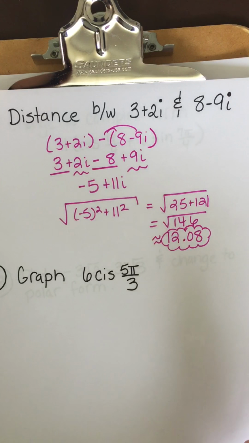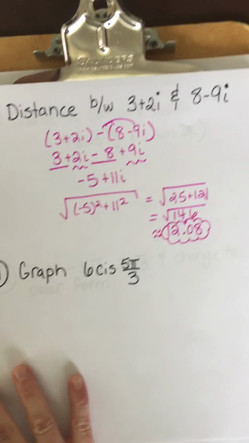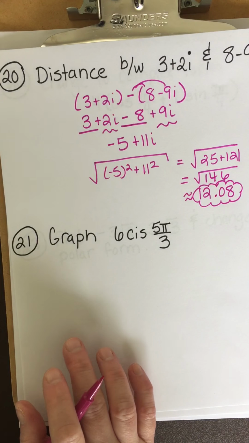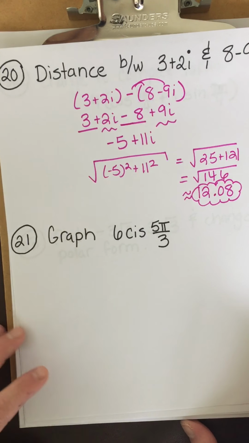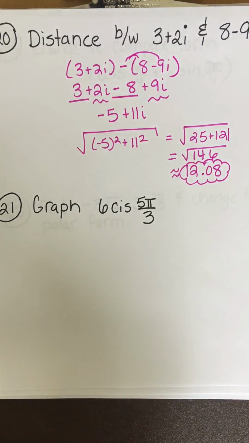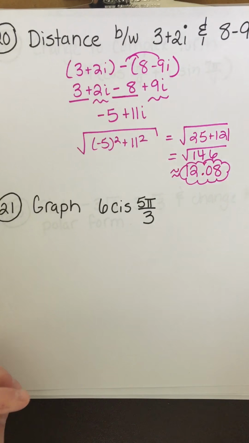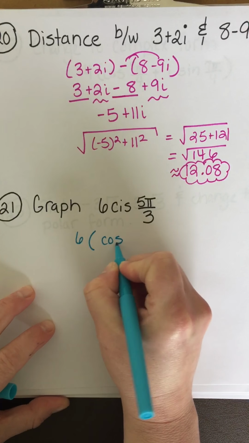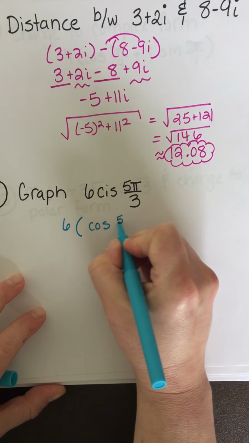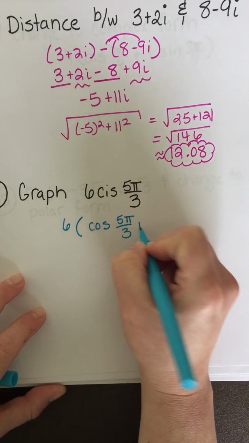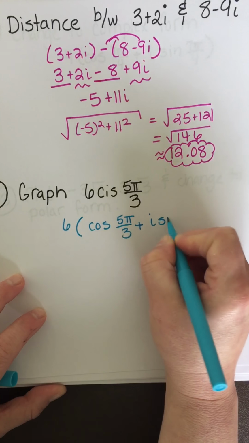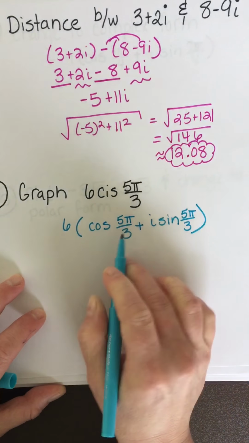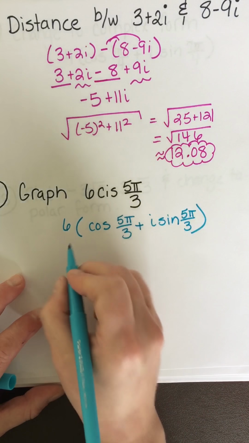And that's all you have to do for that one. For number 21, they want you to graph this. So first I'm going to change the form. I'm going to write it out the long way. So this would be 6 times the cosine of 5 pi over 3 plus i times the sine of 5 pi over 3. And then we just need these unit circle values.